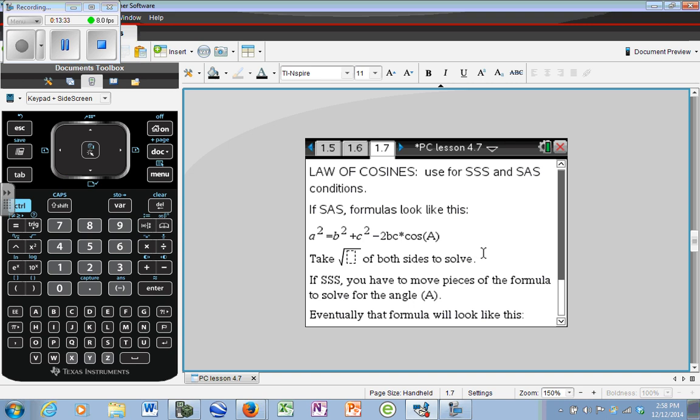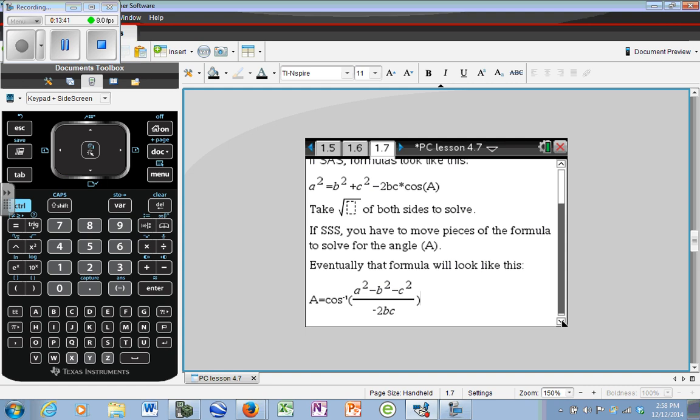Now, if you're working with side side side, you have to move a lot of the pieces around because you're going to be solving for the angle A. And eventually that formula is going to look like this. So you might want to write that down. Pause me, write that down, because you're probably not going to want to derive that every single time you have to solve for an angle, given side angle side or side side side.